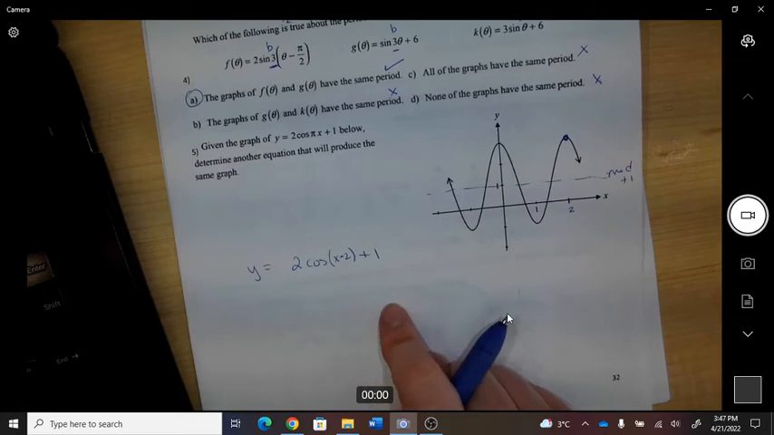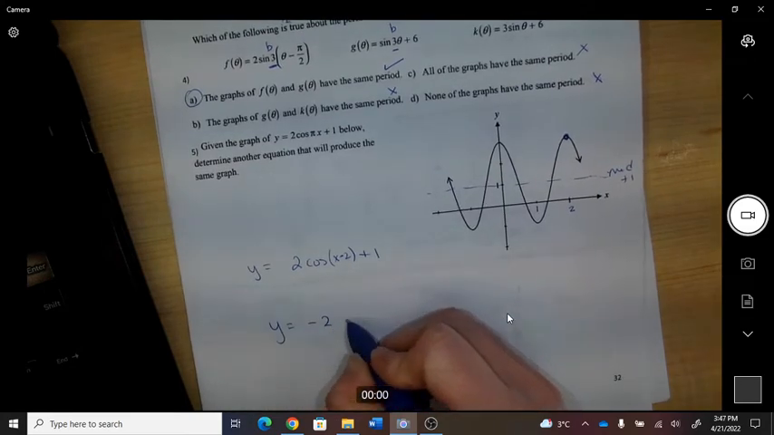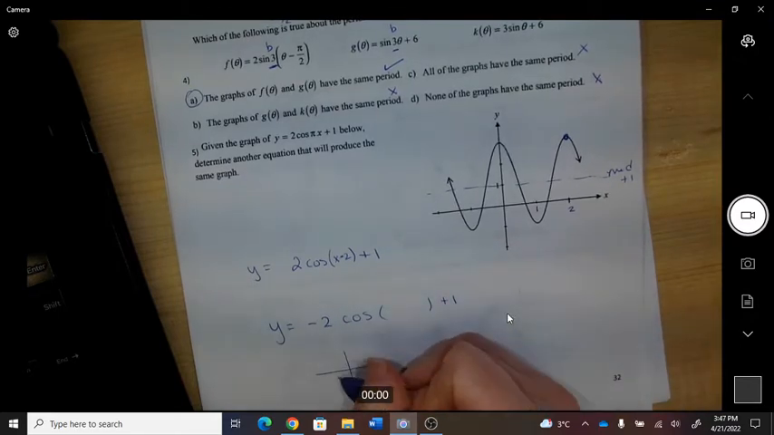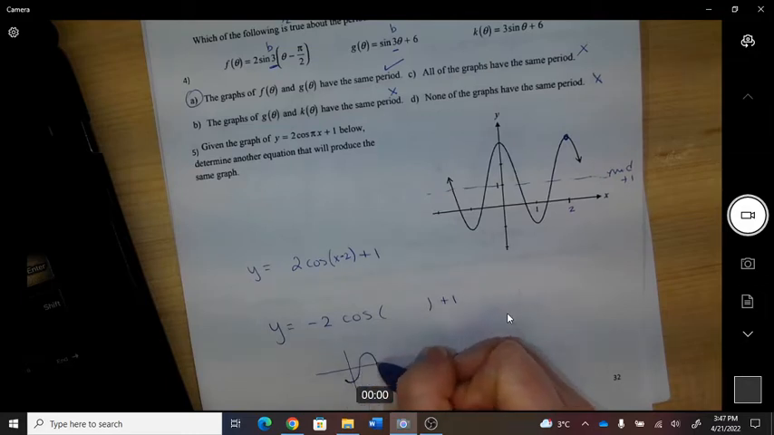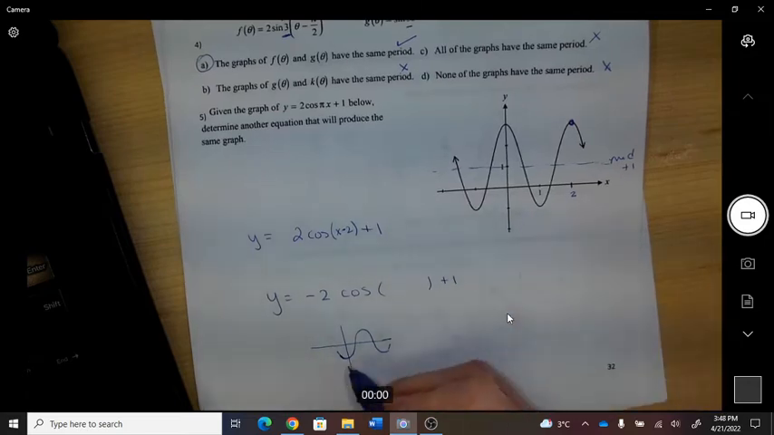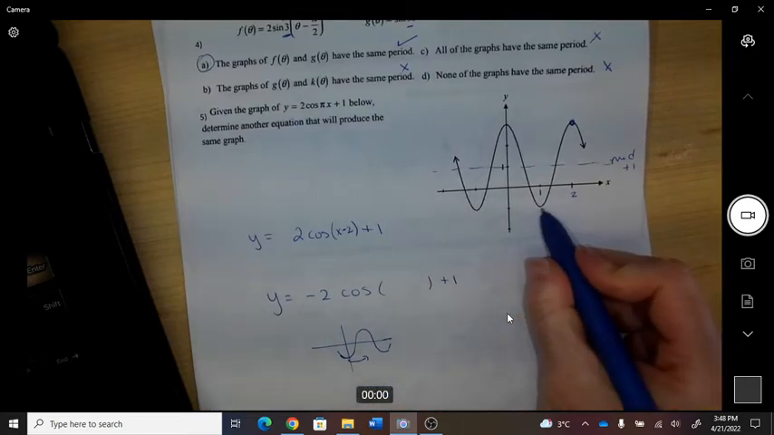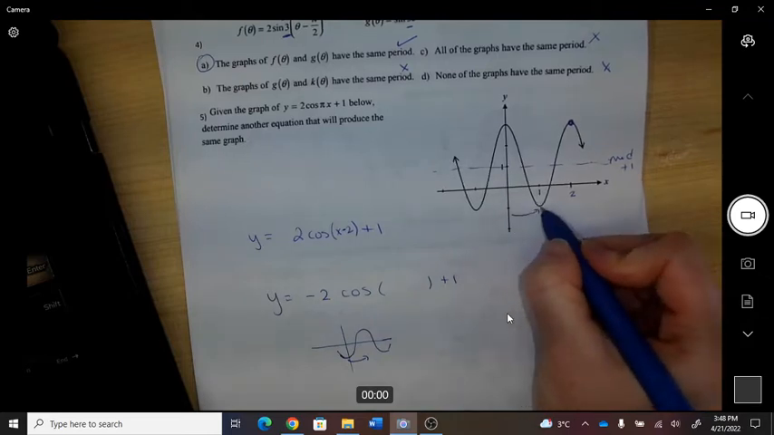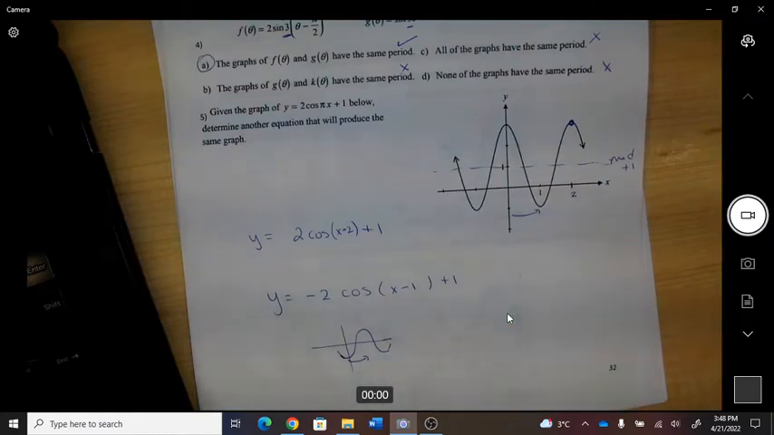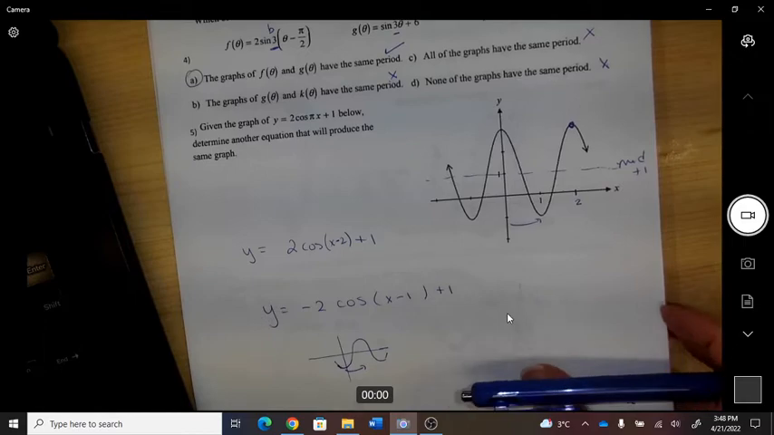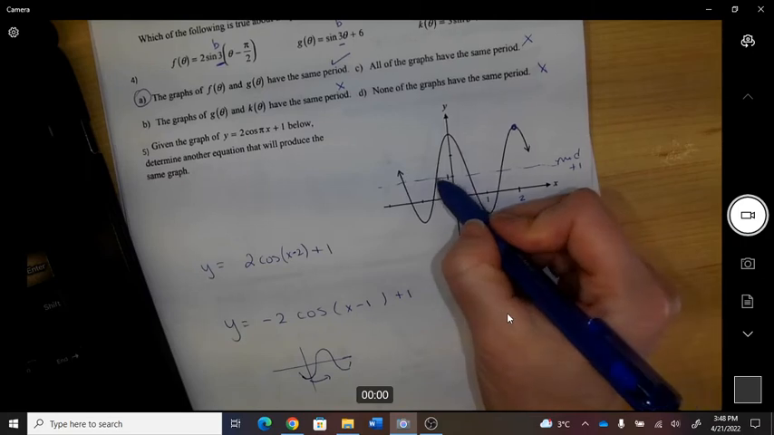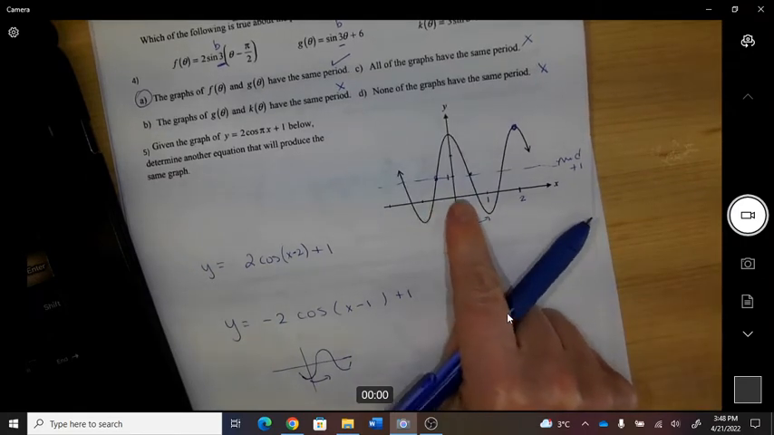I could do a negative cos curve, so -2 cos. And then if I did a -2 cos, it would look like that, which means this coordinate would have to move over here, which is 1 to the right. So there's another one that would make the same. Okay, if you were doing some kind of sine curve, I'm guessing you would have to do some kind of shifting with halves.